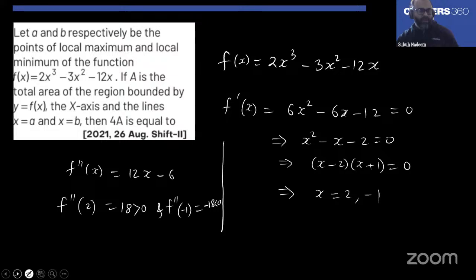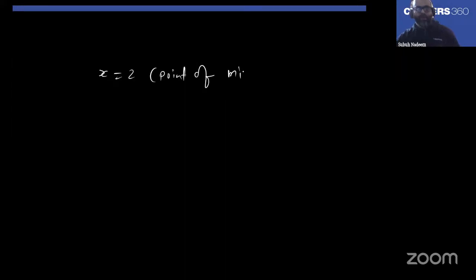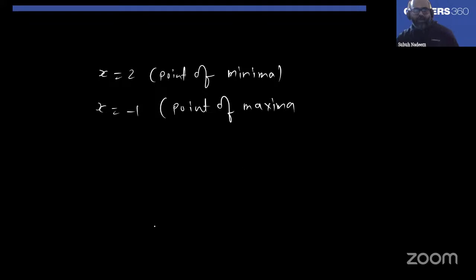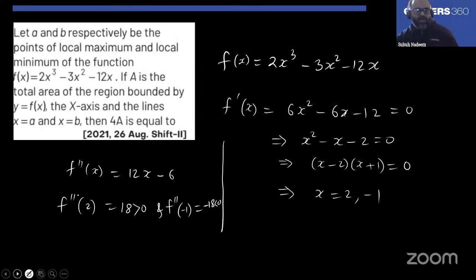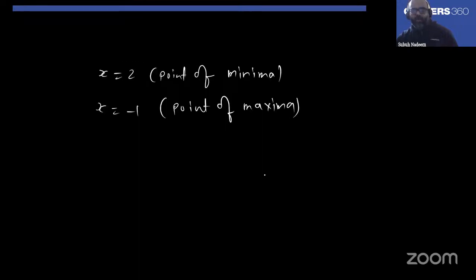So x equal to 2, for 2 what we were getting is positive. So it is the point of minima. And x equal to minus 1 is the point of local maxima. So we can have an idea of the curve also. The curve is a cubic expression. So which type of curve will it form? It will be something like this.